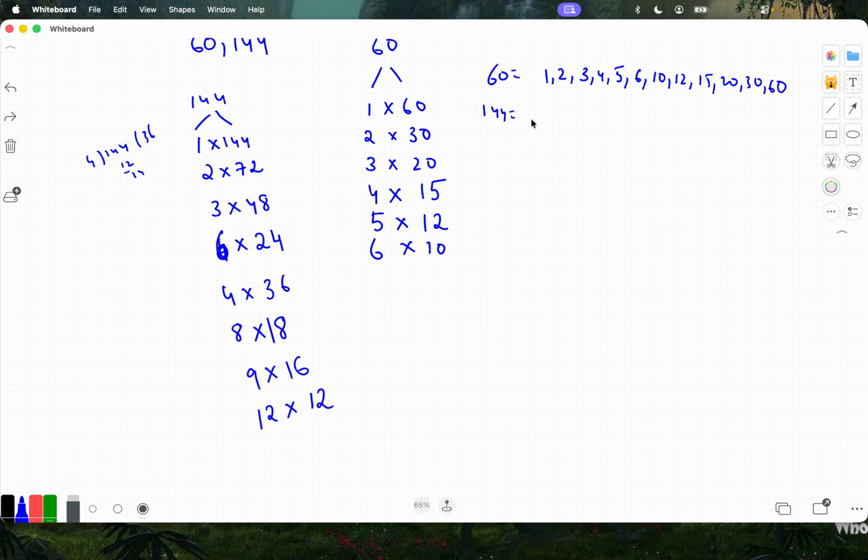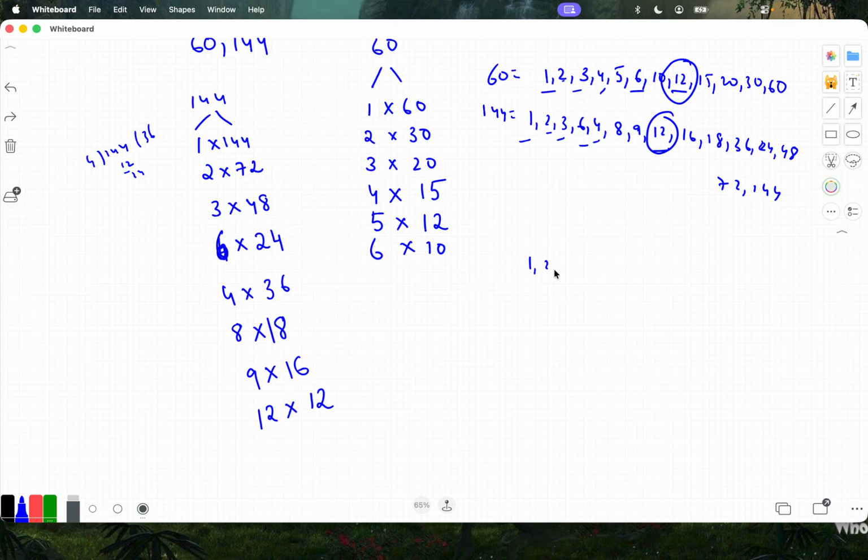So now let's write the factors of 144: 1, 2, 3, 6, 4, 8, 9, 12, 16, 18, 36, sorry, 24, 48, 72, 144. Okay, 1 is common, 2 is common, 3 is common, 6 is common, 4 is common, 8 is not here, 9 is not here. Next, 12 is common. I can see that 12 is the largest common factor among both.